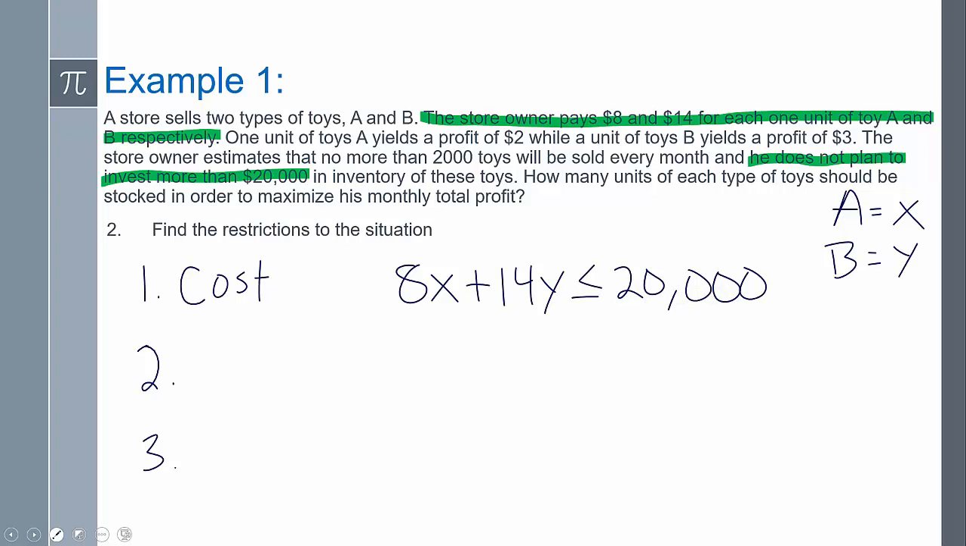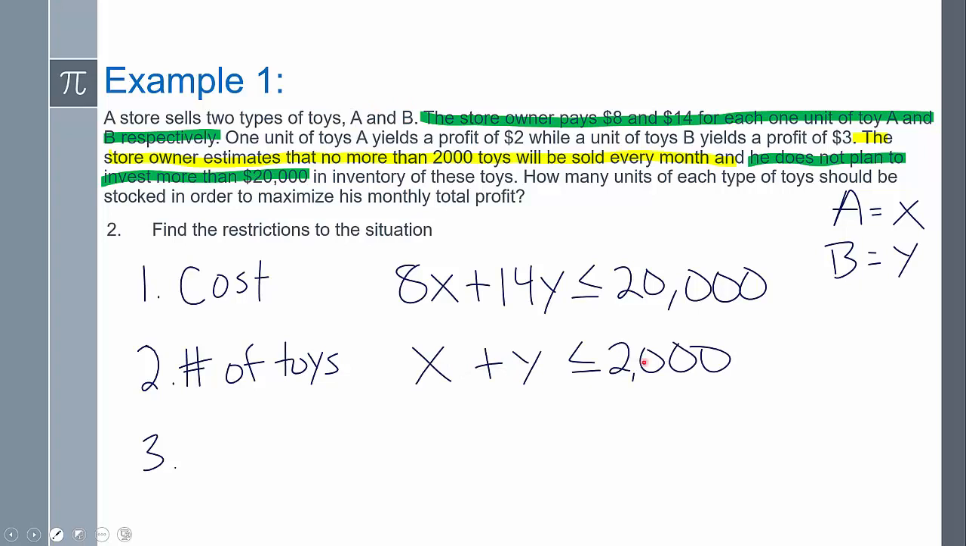restriction. The second restriction is going to be the number of toys. Because right here, it says that he can't make more than 2,000 toys for inventory, right? Can't sell more than that. So that means the number of toys, just toy A and toy B, so X and Y, those number of toys has to be less than or equal to 2,000.